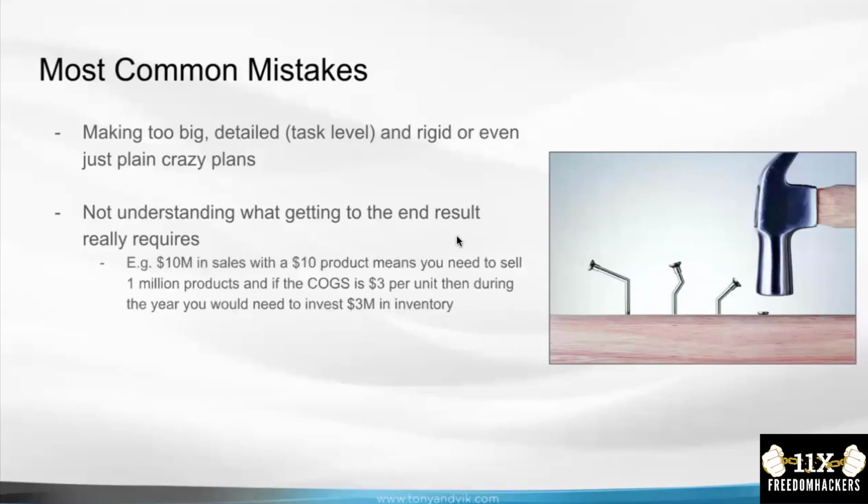For example, you want to hit $10 million in revenue, but currently your product sells for $10. Then that means you need to sell 1 million products. And if the cost of goods sold is $3 per unit, then during the year you would actually need to invest $3 million in inventory. So is that realistic? Is that even possible to do?